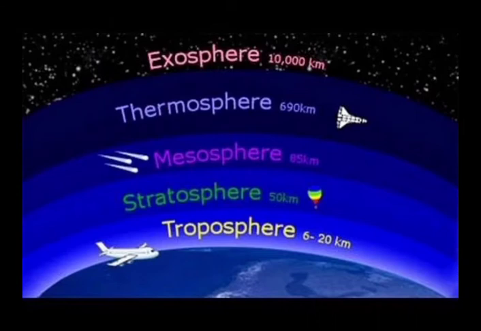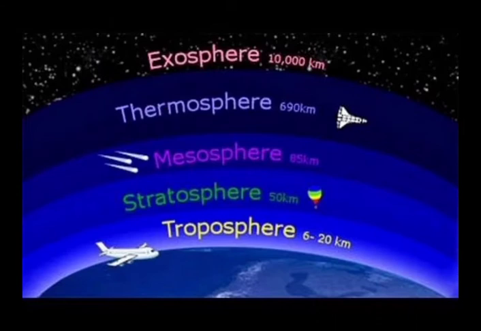What is atmosphere? Atmosphere is the mixture of gases surrounding the earth. Atmosphere is divided into 5 layers as shown in the image above: troposphere, stratosphere, mesosphere, thermosphere and exosphere. Troposphere is the first layer above the surface of the earth.